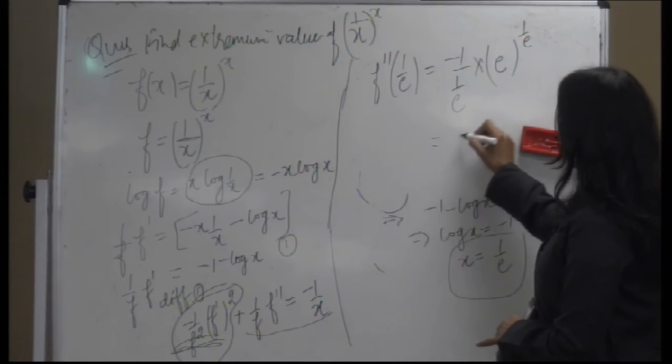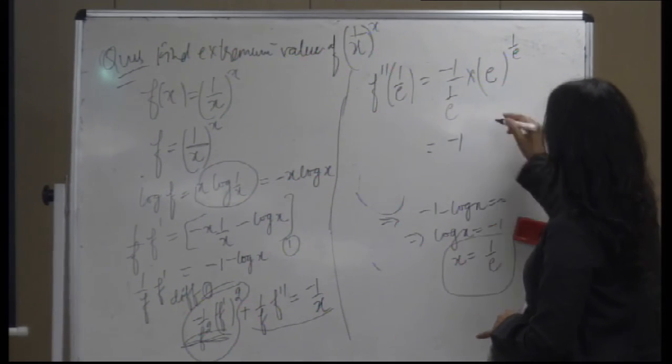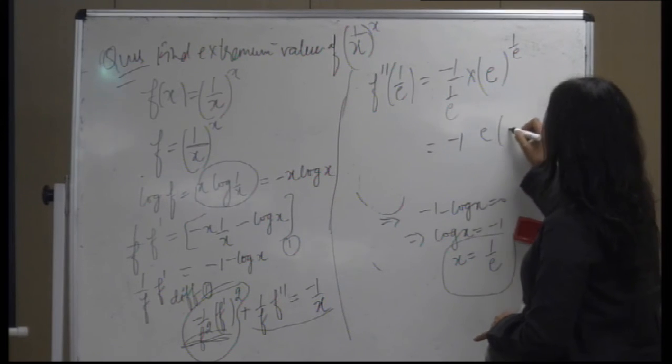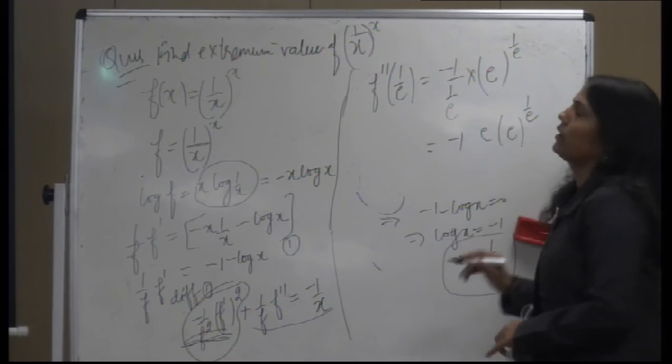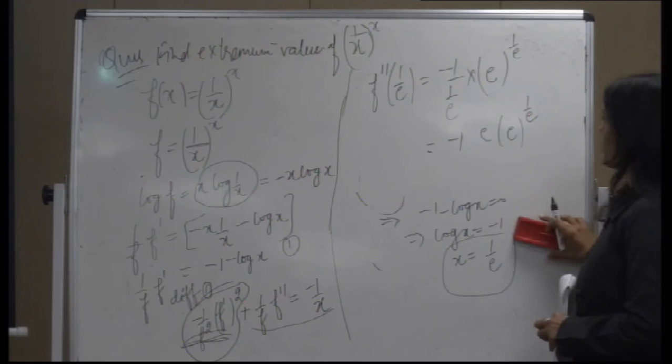Now tell me this quantity. Is this negative or positive? All can answer. E into e to the 1 by e. Is this a negative quantity or positive? Because e's value is how much?